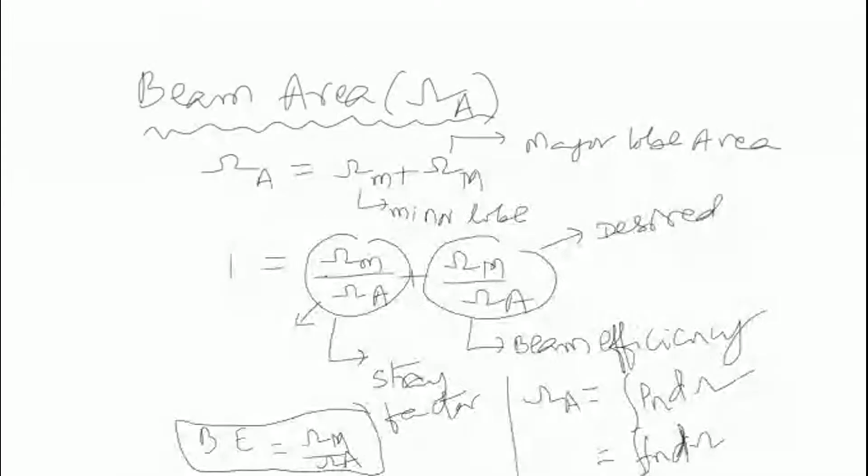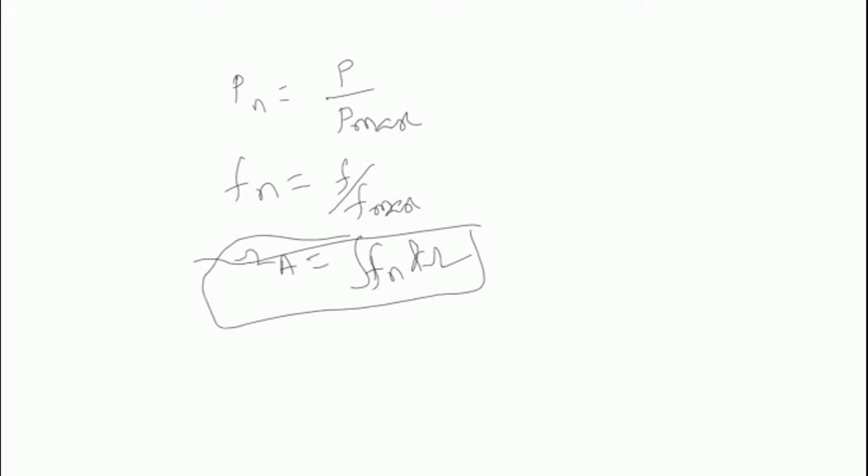But beam area has units, which are nothing but the units of the solid angle. Therefore, beam area omega A can be written as the integral of the normalized function over a solid angle, where Fn equals F by F max. From this, we can define another parameter, that is directivity.